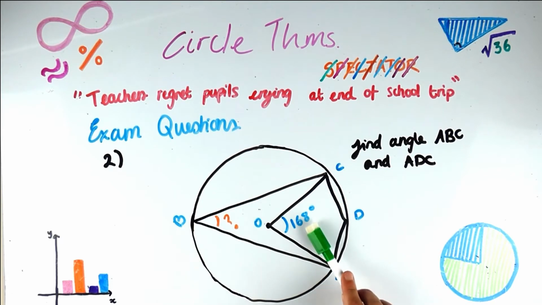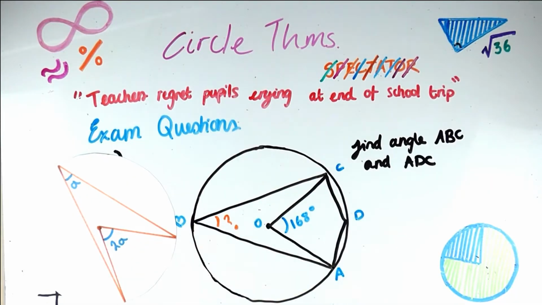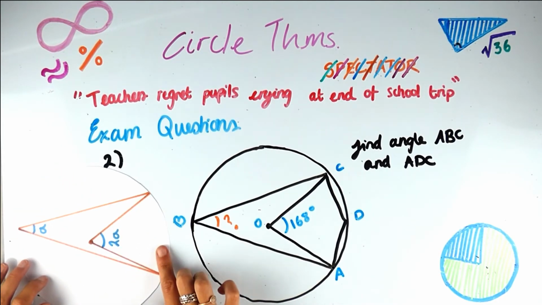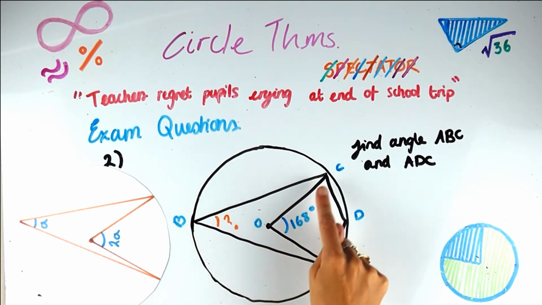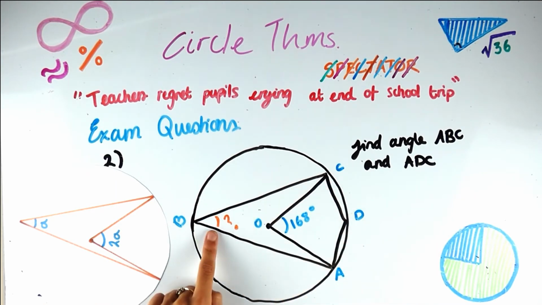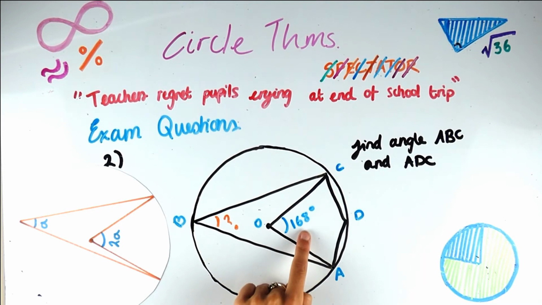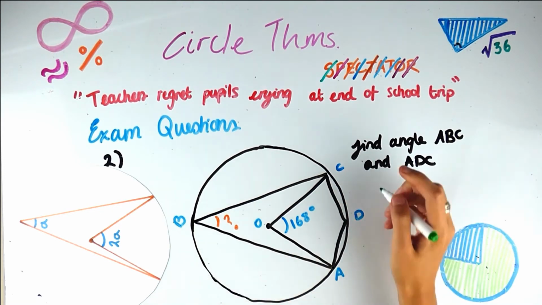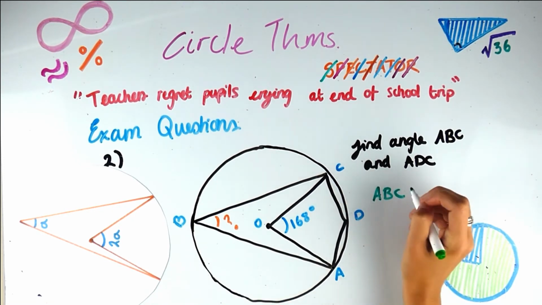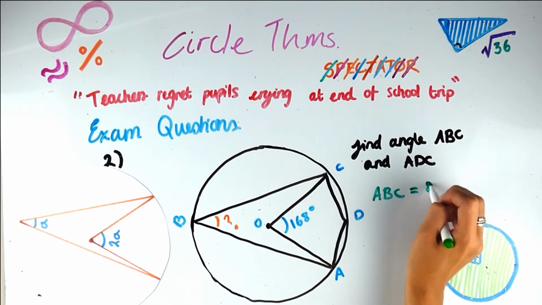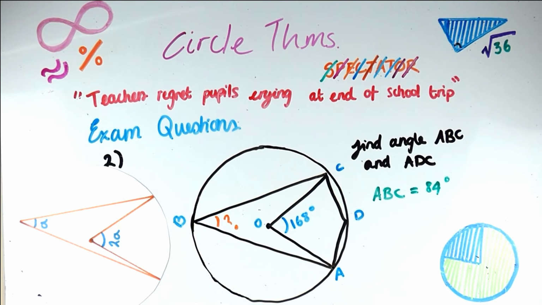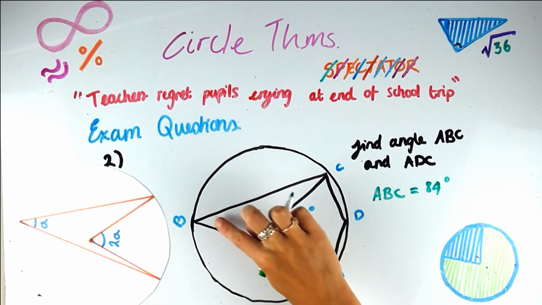So this angle here at the centre is twice the angle at the circumference. If we look back at the earlier example, it's this one here, and it looks very similar, this bit here. So we know that this angle here is half the size of the one at the centre. So ABC is 84 degrees. Okay, I'm going to wipe that away. We now know this.